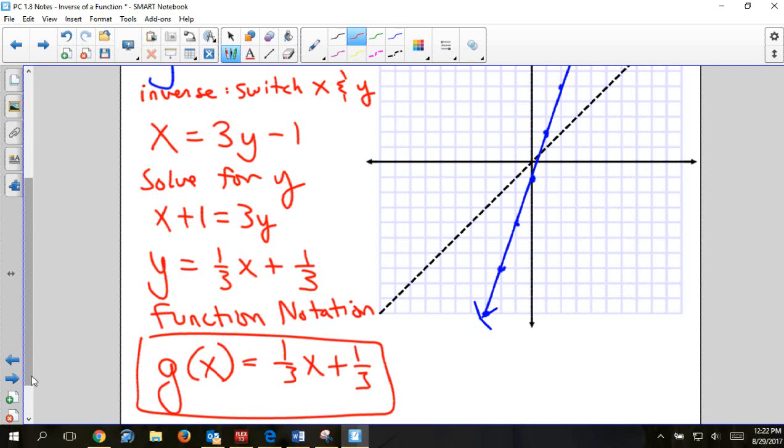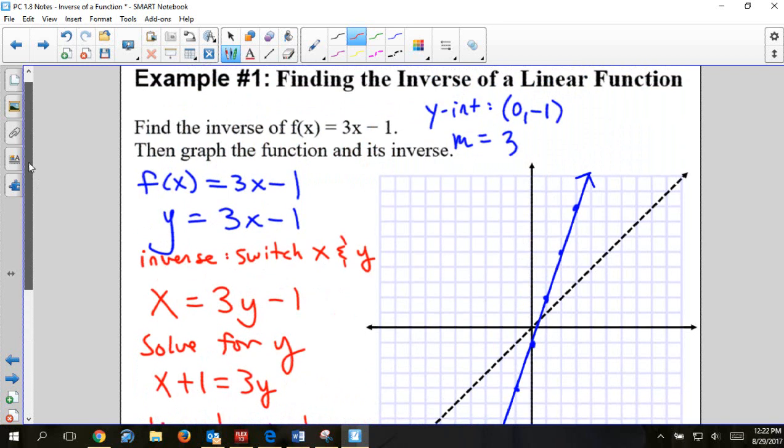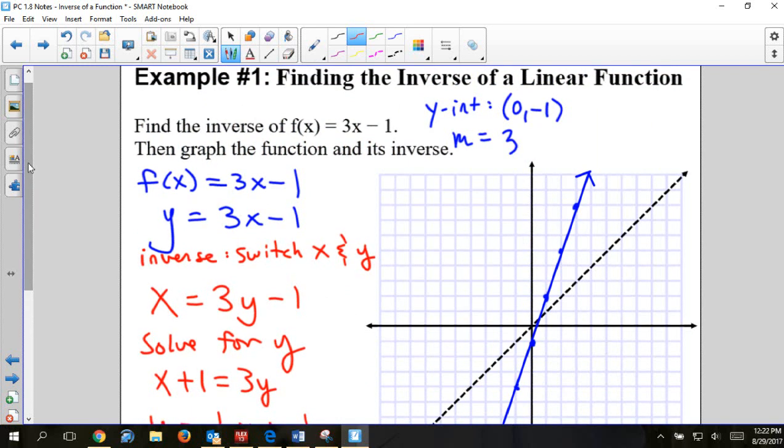So if I use some ordered pairs from the blue one and I just switch x and y, I don't have to worry about this. So an ordered pair, I know for sure it's my y-intercept, 0, -1. So now I'm going to graph what ordered pair? -1, 0. And then I can look carefully, 1, 2. So I'm going to graph 2, 1.